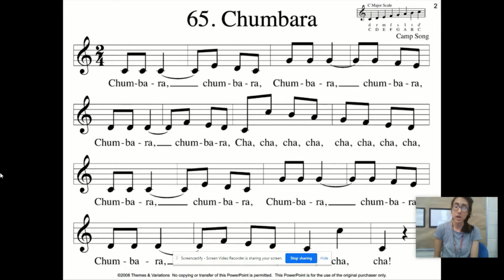Chumbara, chumbara, chumbara, chumbara, chumbara, chumbara, cha cha cha cha cha cha cha.